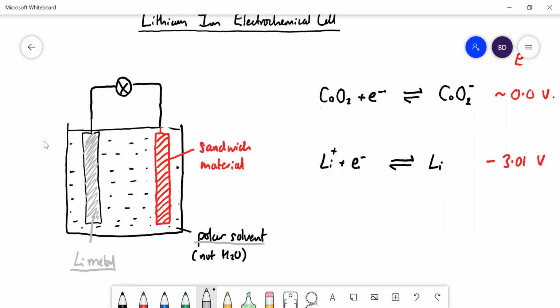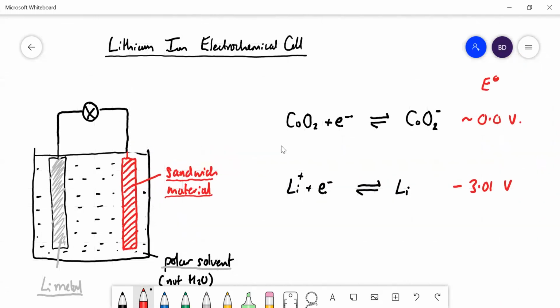The other electrode is where the clever part of it is: this sandwich material. There are various different sandwich materials; the one I'm going to talk about is cobalt. It's got a cobalt oxide there, but I think manganese oxides are also used. Now, we'll have a look at the electrochemical cell, and at what the sandwich material is made out of. Let's look at the reactions first.